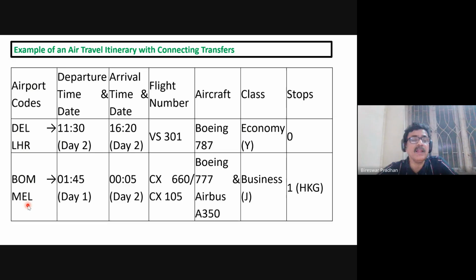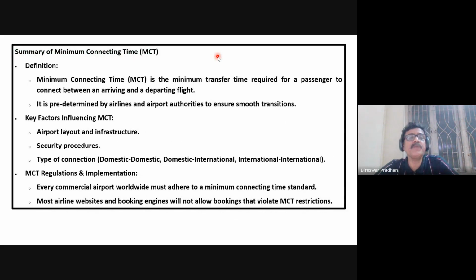BOM to MEL, then it is day one, the time is 145, then departure at 05. Also CX is the flight number, and Boeing is the type of aircraft. The class is business Z, and one stop, HKZ, Hong Kong. So this is the one stop for this itinerary. This is an example of an air travel itinerary with a connecting transfer, where all the minor details are here.